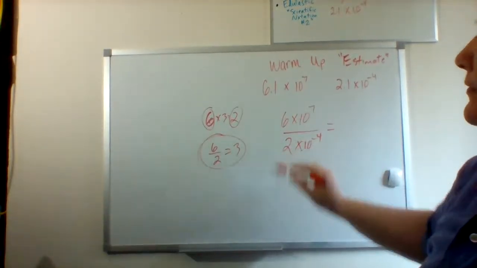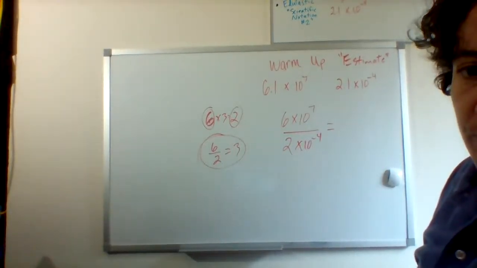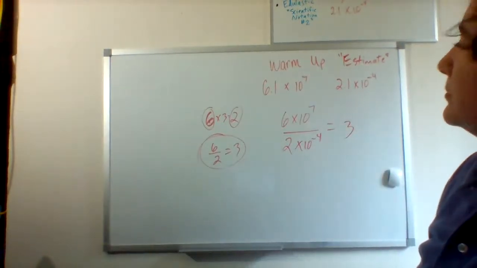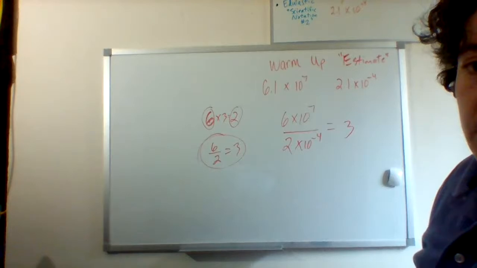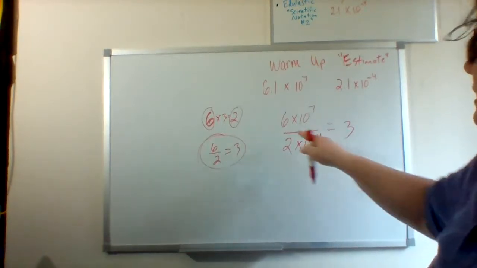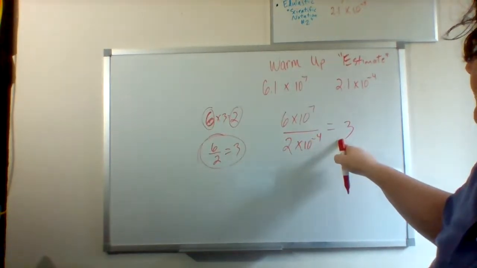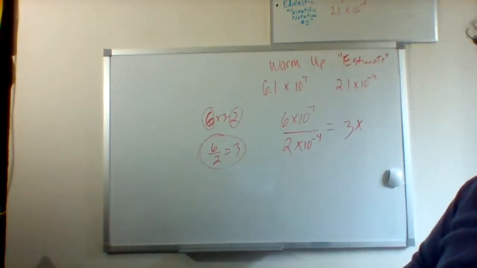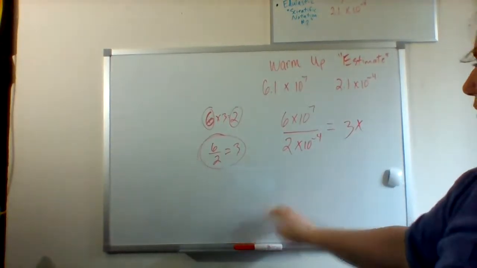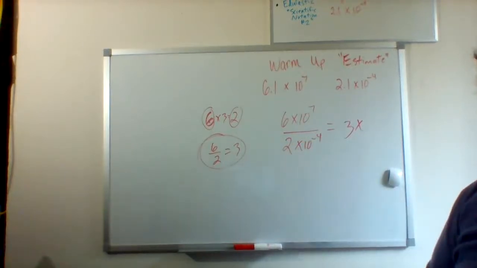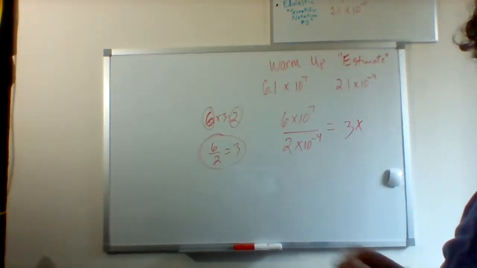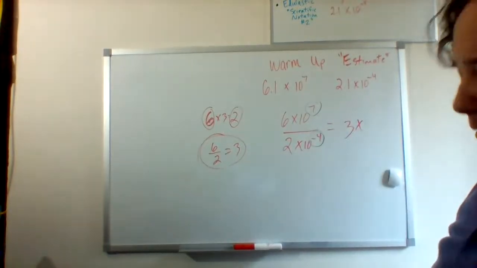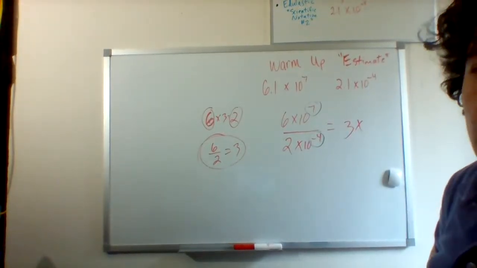So what is 6 divided by 2? 6 divided by 2 is 3. We're not subtracting here, we're dividing. Maybe that's what threw you off. 6 divided by 2 is 3. Times, what am I supposed to do with the exponents now? The base is the same. They both have a 10. Good. So what am I supposed to do with the exponents when we divide bases that are the same? What's the shortcut?